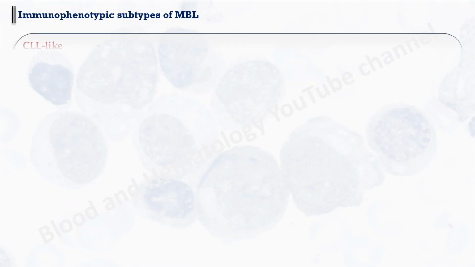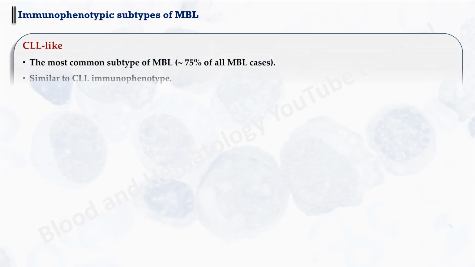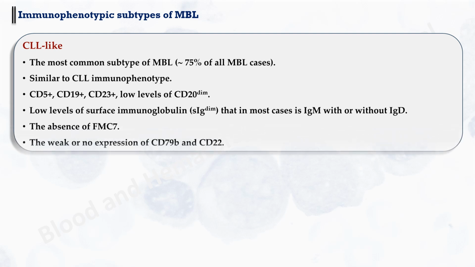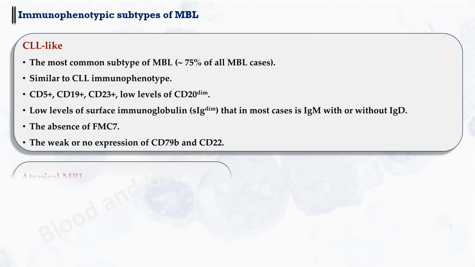The most common subtype of MBL is defined as CLL-like. The immunophenotype of the B-cell clones in approximately 75% of all MBL cases is similar to that observed in CLL, which is positive for CD5, CD19, and CD23, with low levels of CD20 and surface immunoglobulin, that in most cases is IgM with or without IgD. Other immunophenotypic characteristics include the absence of FMC7 and the weak or no expression of CD79b and CD22.